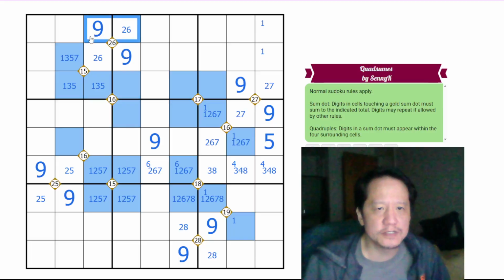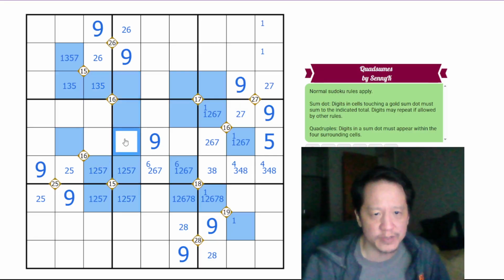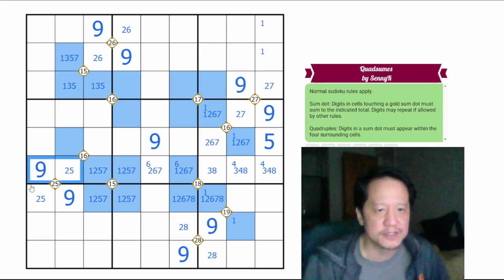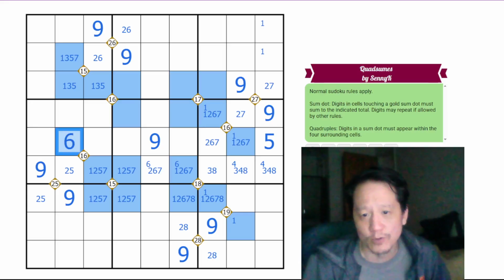Okay, so 6 is guaranteed to be in one of these quads and one of these quads, which means this can never be 6. This can't be 6 because of the same problem, and this can't be 6 because to surround this quad, you have to have 2 and 5 with 2 9s. So this has to be a 6 here, because this can't be 6 and this can't be 6. So this is 6 here, which means this is not the 1.